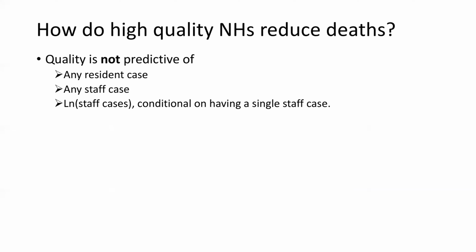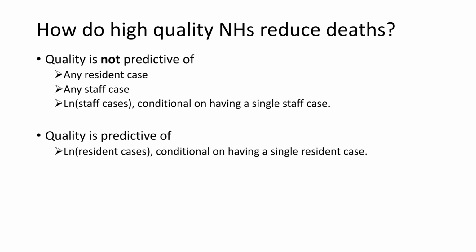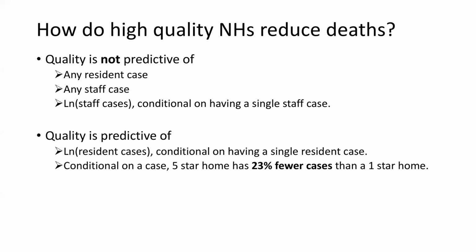We can also show that high quality homes aren't preventing staff spread. So conditional on a staff having a case, we don't see that high quality homes have fewer overall cases among their staff. What high quality homes seem to be doing is they prevent resident spread. So conditional on having a single resident case, high quality homes have fewer total cases, with a magnitude similar to the death prevention. So 5-star homes have about 23% fewer cases than 1-star homes.